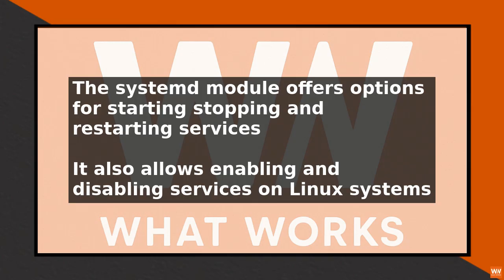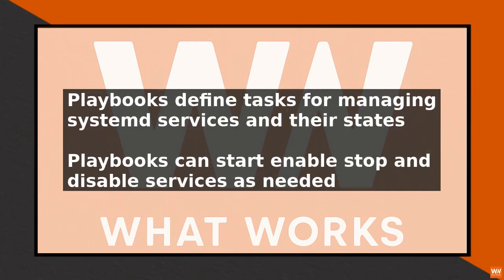To use the Systemd module, you create a playbook that defines the tasks you want to perform. For example, you can create a playbook that starts and enables a service, or one that stops and disables a service. You can also use the module to manage the state of a service, such as ensuring that a service is running or stopped.